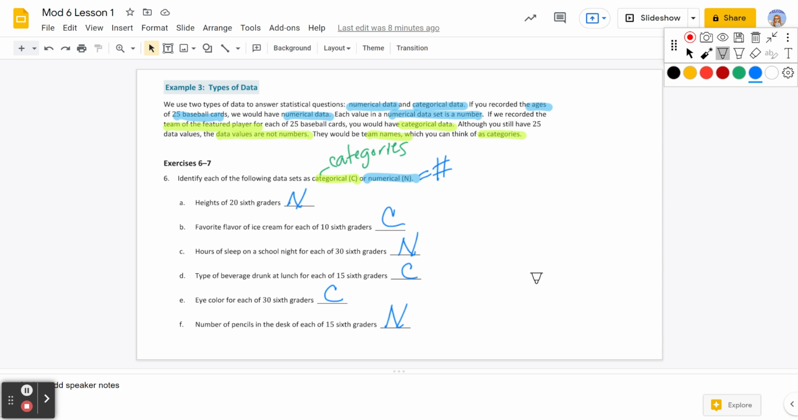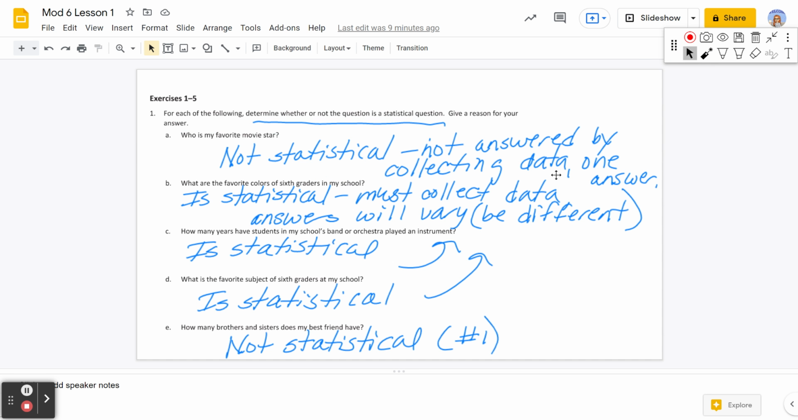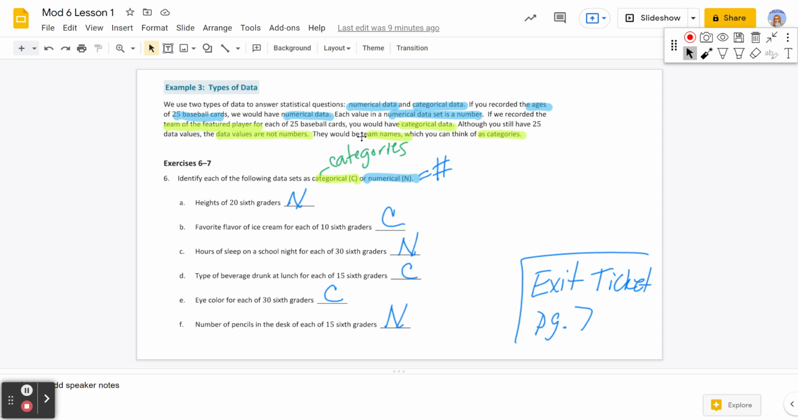So the work to turn in was the exit ticket, and it was on page 7. And you want to make sure you do the explanations. So with the explanations, you can use what we just did on the slide before for the is it statistical or not statistical. Feel free to use what we wrote there and what we wrote here. Excuse me. And then for numerical or categorical, say whether it has numbers or was put in a category.